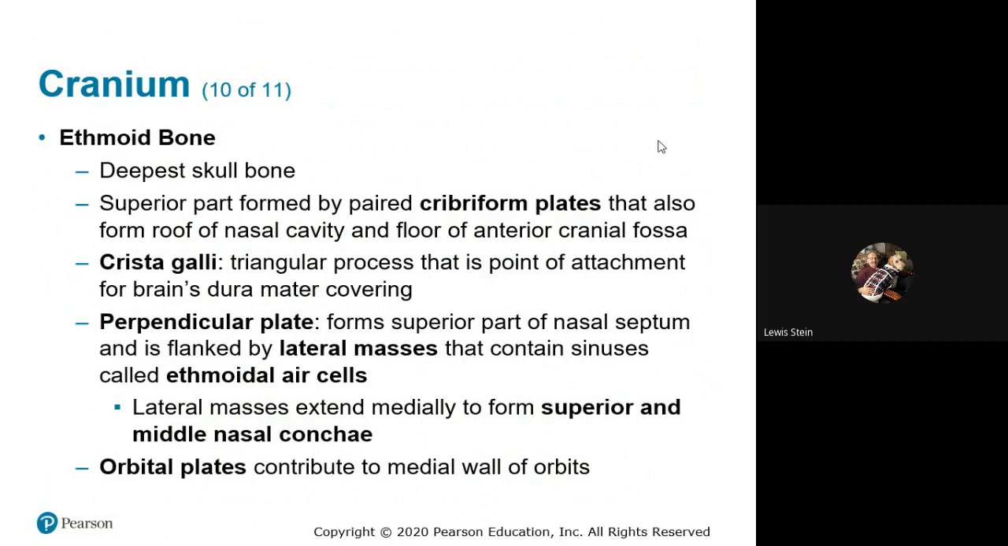So the crista galli forms because the coverings of your brain attach there. That's why you can kill somebody if you literally shove it into the brain. The cribriform plate is the resting place where it holds the olfactory bulbs. That's like the switching station for your olfactory nerve, for smell. And then the perpendicular plate is the upper portion of the bony nasal septum.